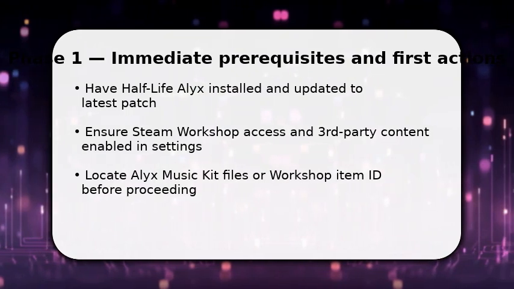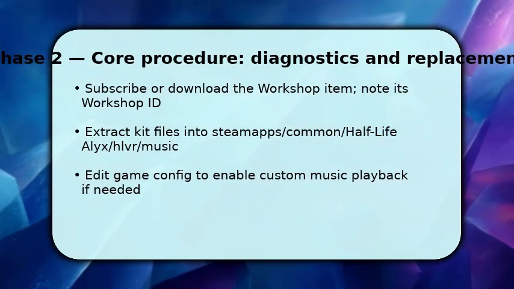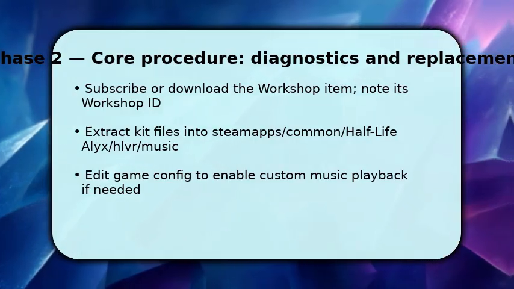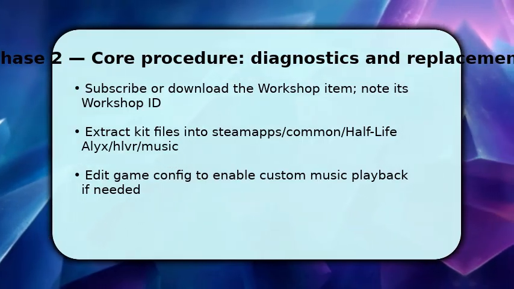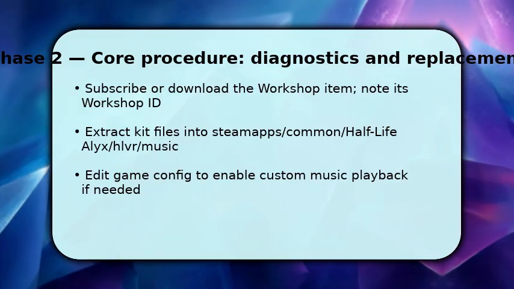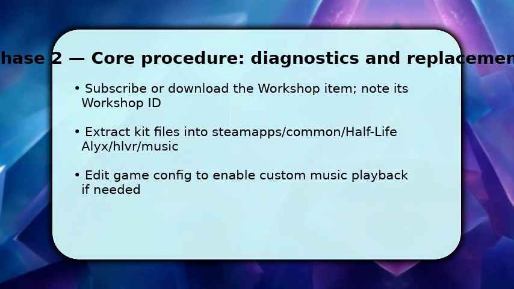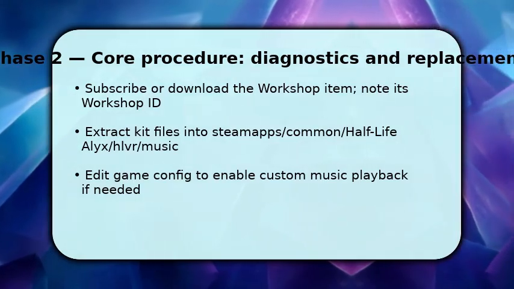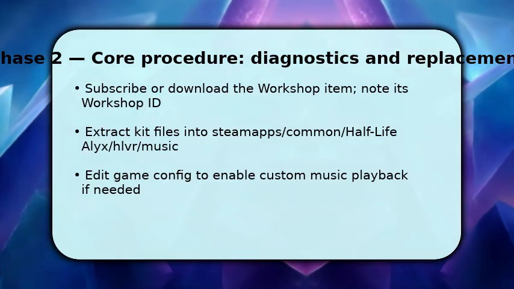You now install and configure the kit. If using Workshop, click Subscribe, then let Steam download. If using an archive, extract into steamapp/common/half-life-alyx/hlvr/music. Once files are placed, open the game's config and set the music playback source to custom, or add the Workshop ID to your subscribed content list. Make sure file names match expected patterns. Inconsistent names prevent loading. Then restart Steam.